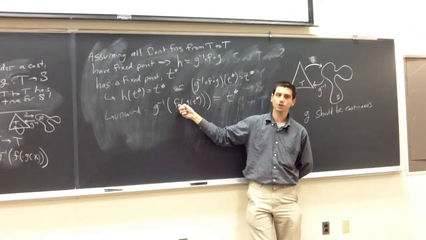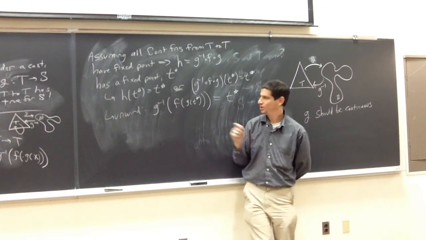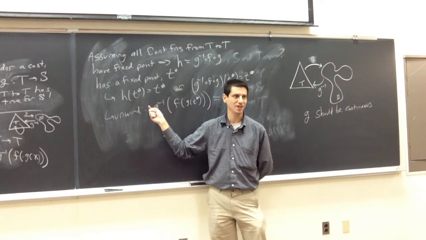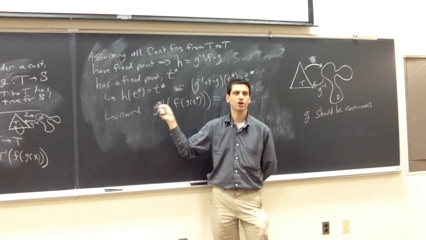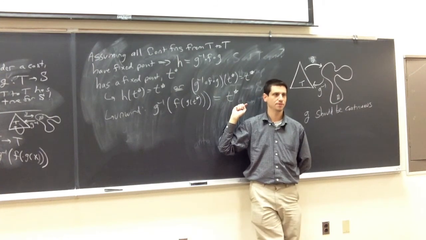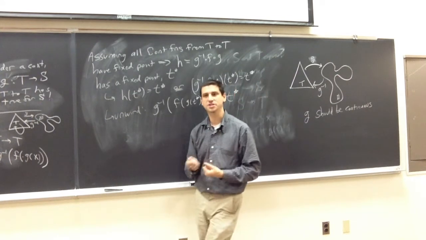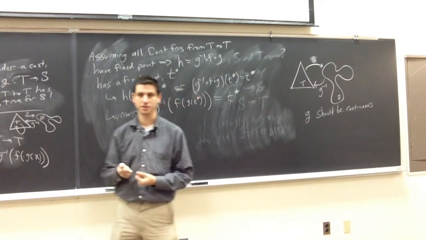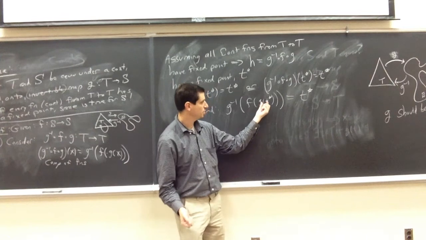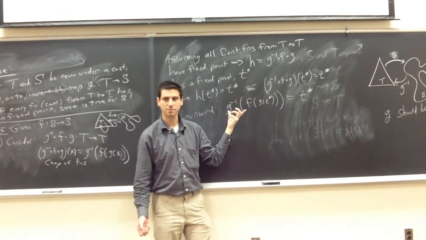Okay, we're really close to finding a point that's a fixed point for F. Right? We've got this pesky G inverse on the left. How could we get rid of it? Apply G. What do you think G applied to G inverse gives you? It gives you the identity. So you have to prove that the order of operations doesn't matter, that I can regroup parentheses. Technically, I'm supposed to apply G to T star first, then apply F, then apply G inverse, then apply G.